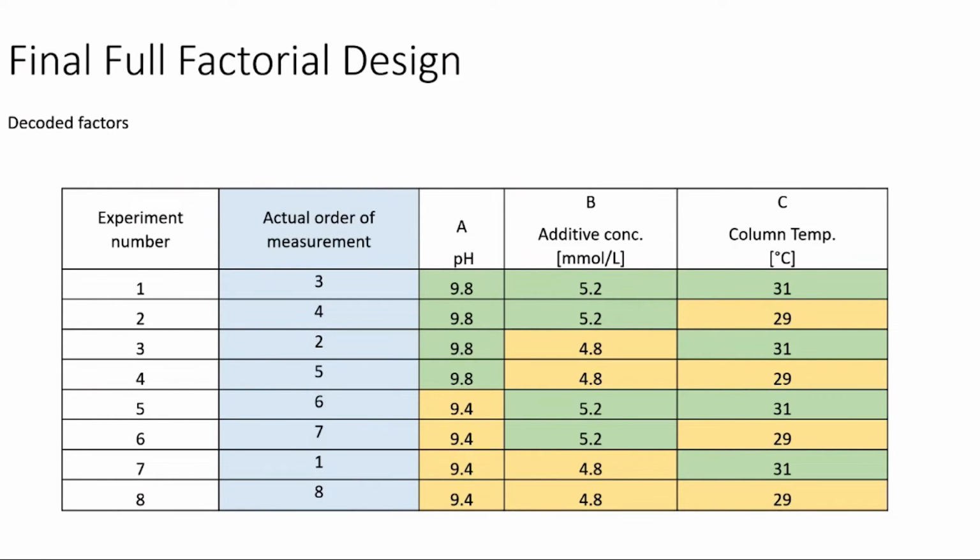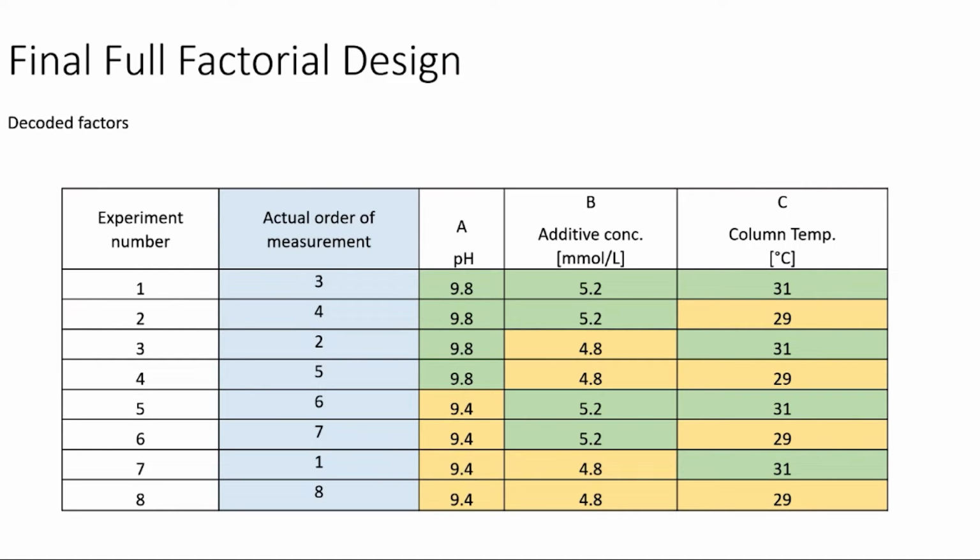Now we're going to look at the same table again, just in a decoded way, meaning that instead of having pluses and minuses here, we actually see what those values mean. And we see that from the optimal value we have gone 0.2 pH units up and down. The same thing applies for the additive concentration, and the column temperature has been varied plus minus 1 degree.